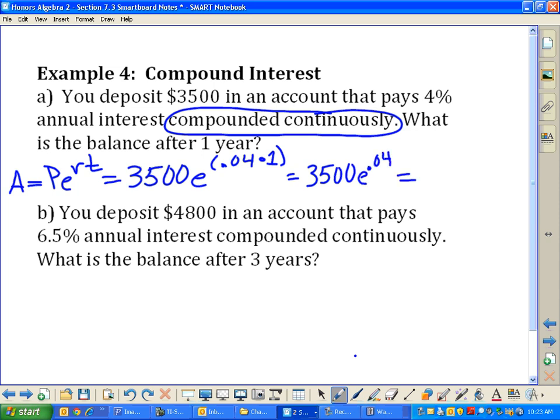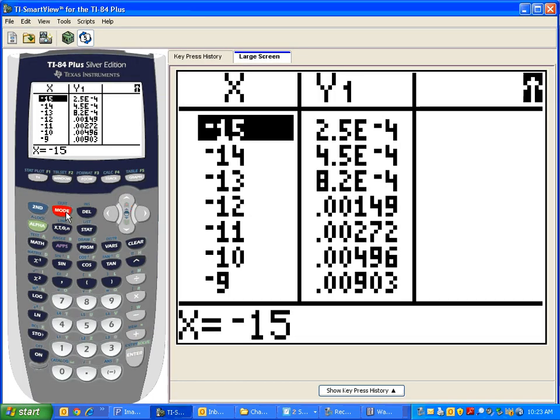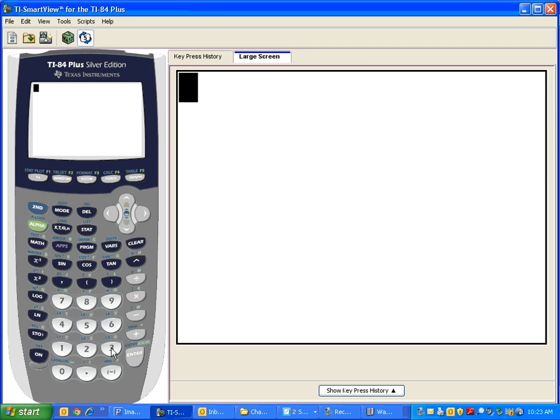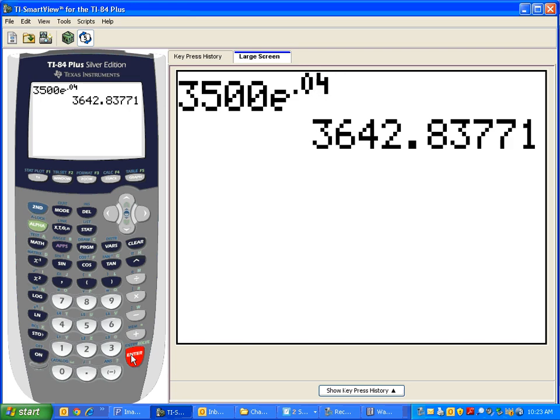And then again, to get this, it's going to be an approximation because E is, after all, an irrational number, and anything I do with it, I will have to round. I'm going to go to my calculator and figure this out. So 3,500 times E to the 0.04. Woo! $3,642.84.